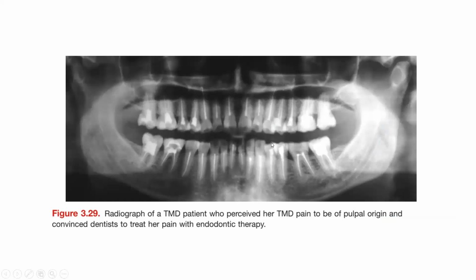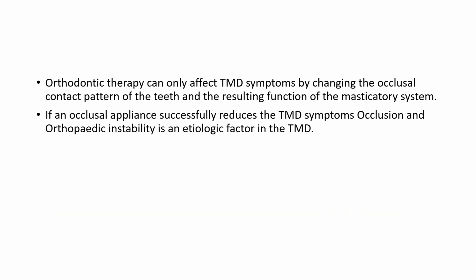This is an example of a patient who had pain in the TMJ, which was wrongly diagnosed as pain of dental origin. Because of the wrong diagnosis, root canal treatment was performed on all the teeth. Finally, after all the root canal treatments, the patient had no relief of pain in the TMJ. So before doing any treatment on the patient, we should rightly diagnose the cause of the pain in the TMJ.